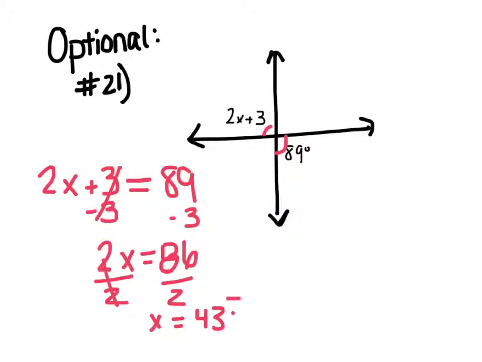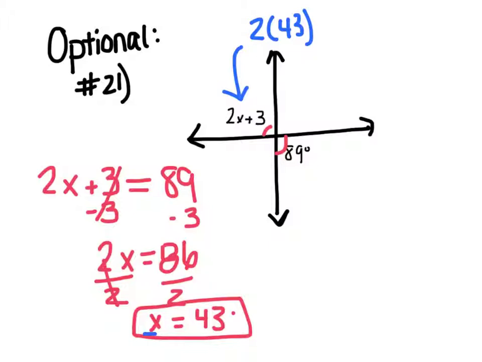Now sometimes people get confused here and they say, well, wait a minute, how can it be 43 degrees if this one is 89? I thought they were vertical. Well, we didn't say the angle was 43 degrees. We said x is 43 degrees. So you can kind of plug that back in up here and say, well, 2 times 43 plus 3. Let's see if that equals 89, and it better. 2 times 43 is 86, and 86 plus 3 equals 89, and that's just our proof there that these two angles equal each other.